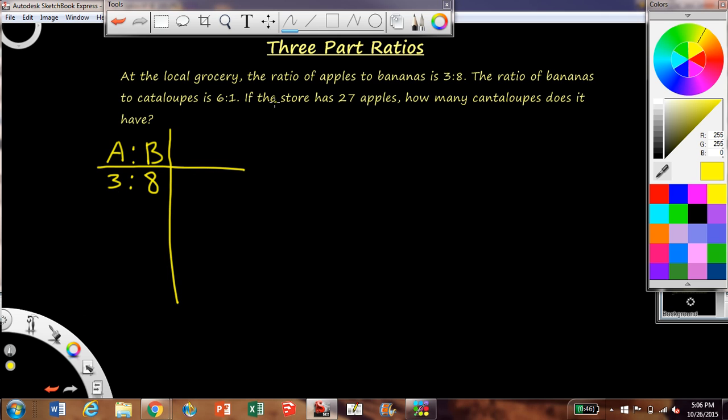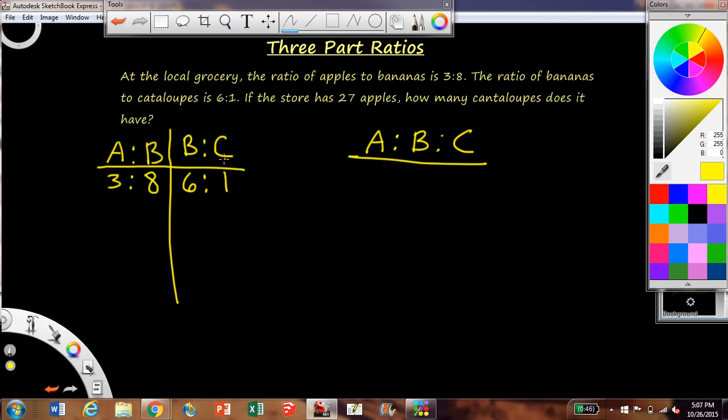And we have this other ratio over here, the ratio of bananas to cantaloupes. And that ratio is 6 to 1. And that means the store has 6 times as many bananas as it does cantaloupes. Now what we want to do is link these together so that I have a 3-part ratio, apples to bananas to cantaloupes. That's what we're looking for.